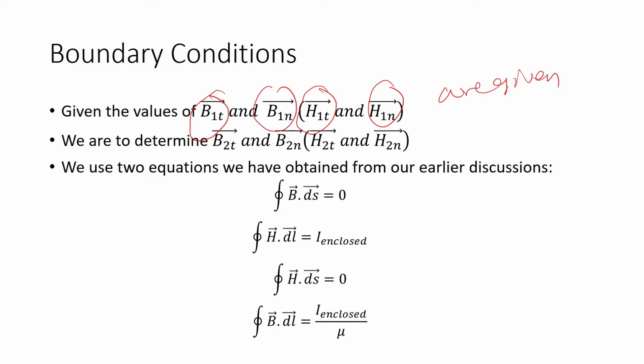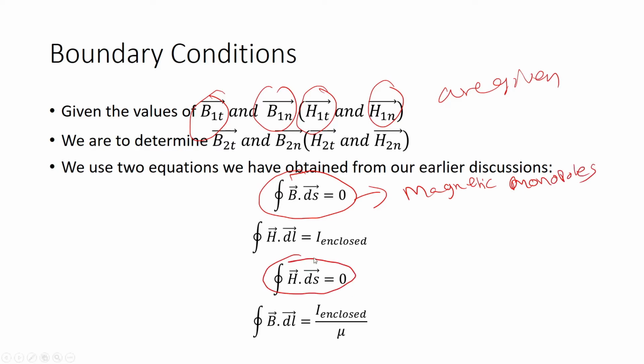And we have obtained two equations. That is, the closed surface integral of B bar over a closed surface is equal to 0 because magnetic monopoles do not exist. Right? If the same expression is written in the case of magnetic field, this still applies because B bar is nothing but mu H bar, where mu is a constant. Similarly, the circulation of magnetic field intensity over a closed path is equal to the current enclosed by the path. This is our Ampere circuital law.